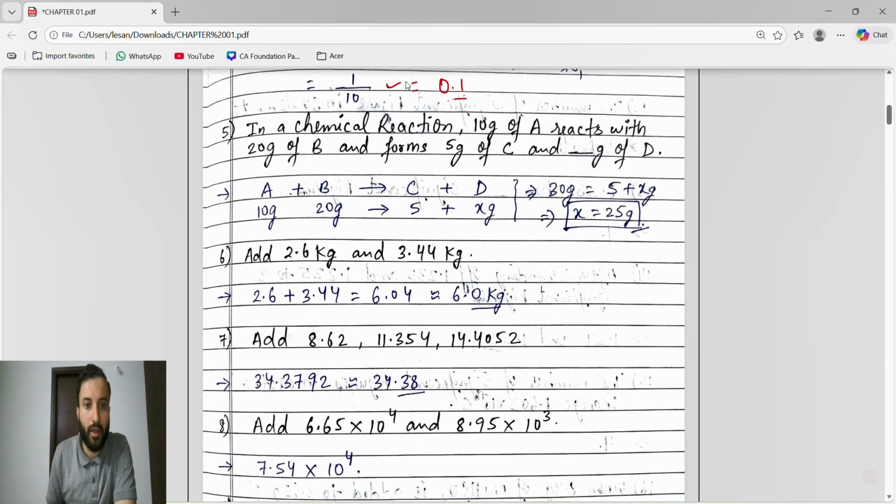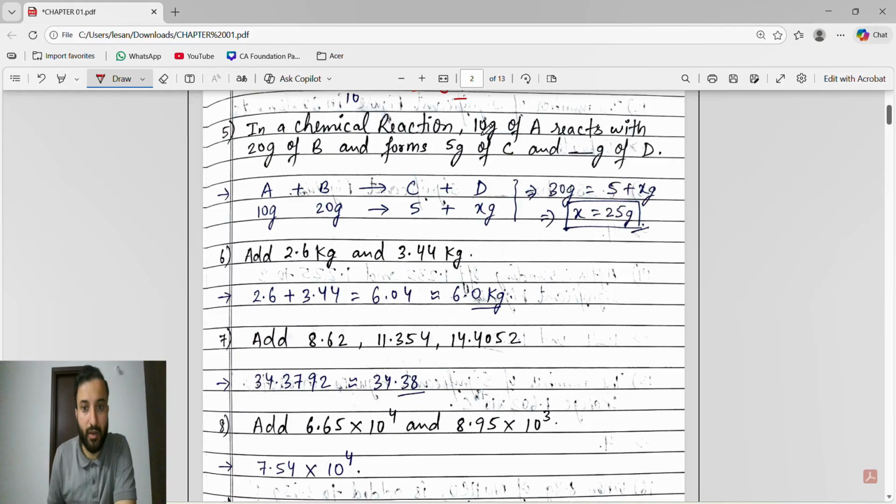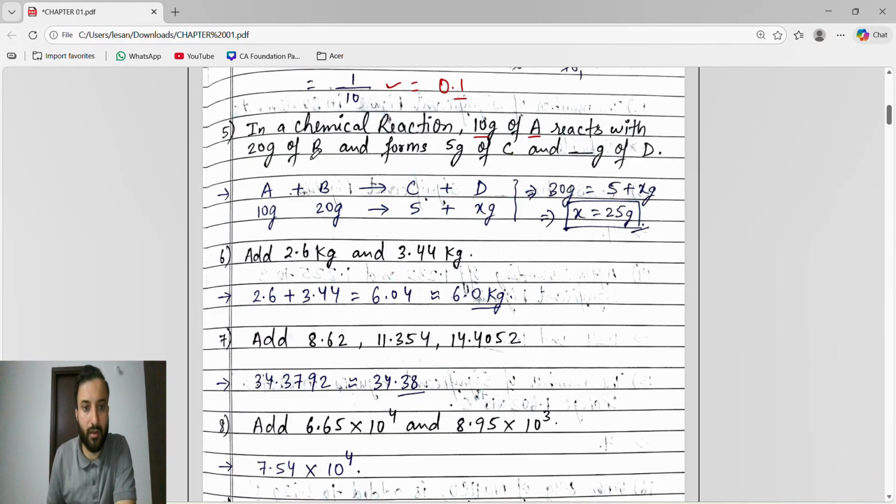Okay. In a chemical reaction, 10 gram of A reacts with 20 gram of B and forms 5 gram of C and dash gram of D. Form means it will go into the product side. Dash means what we will take? We will take X.